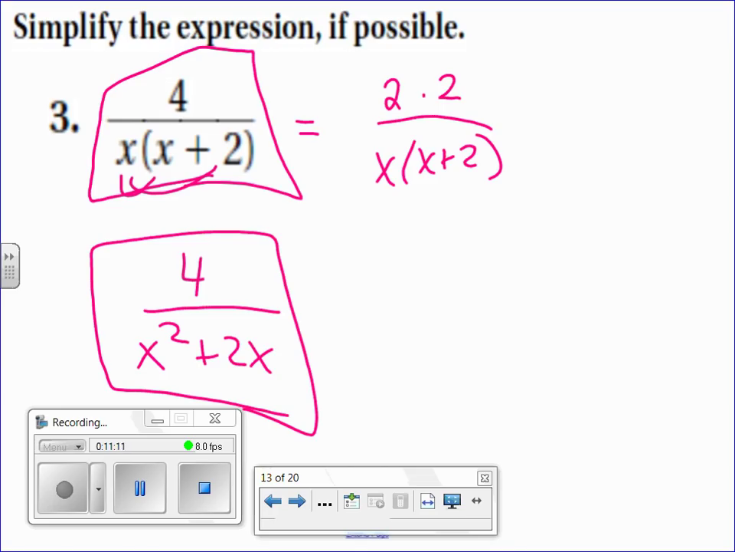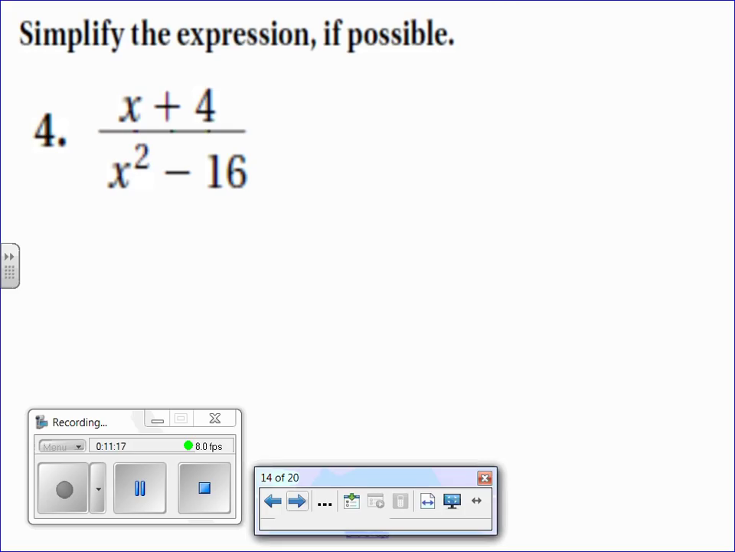All right. Next up, I want you to pause the video and try this all by yourself. x plus 4 over x squared minus 16. Pause the video and try it all by yourself.